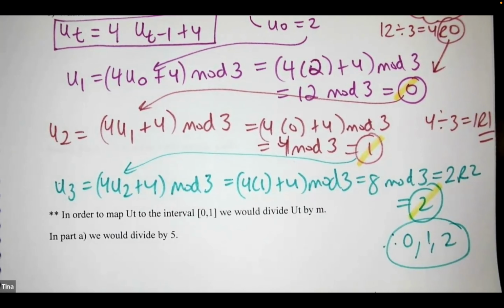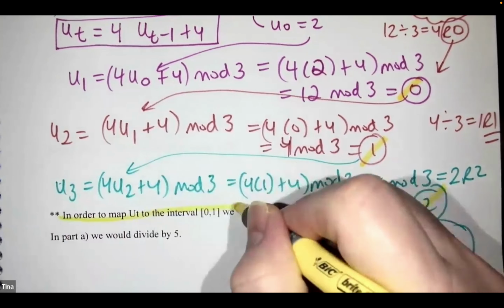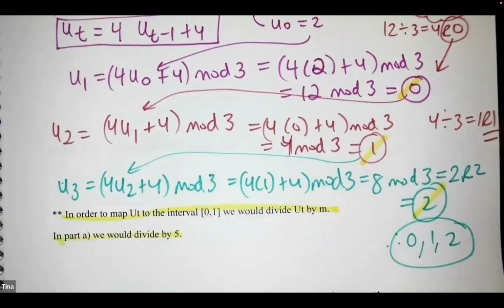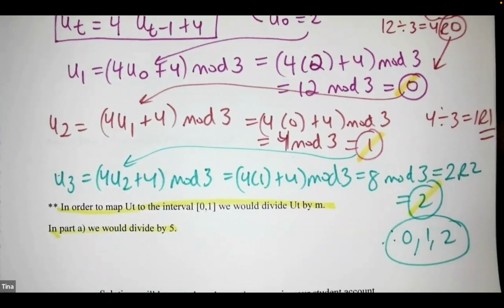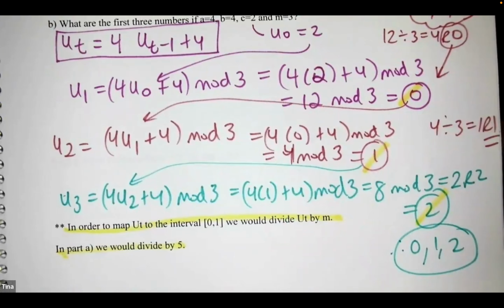Okay. On the bottom here, in order to map UT to the interval 0, 1, so the uniform random variable between 0 and 1, you would always take UT and divide by M. So in part A, if our M is 5, we would be dividing it by 5.